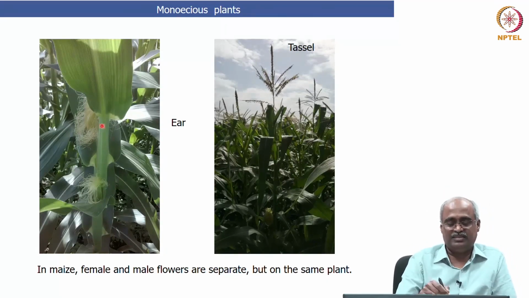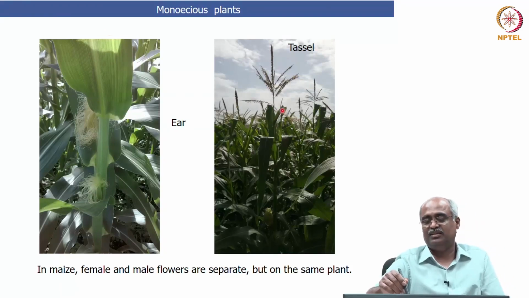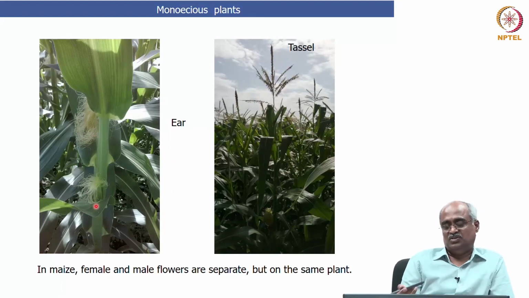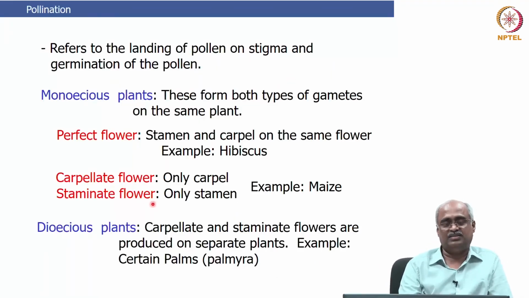So, this is the stem, this is the petiole, this is the leaf, and you see in the axil on the side you have this structure forming. This is the female structure, and on top of the stem, as you see in this picture on the right, you have the tassel. This structure is called the ear and this is called the tassel. This is the male part. So, the male flower and the female flower are on the same plant. This is the carpellate flower, this is the staminate flower, as we saw in the definition here, staminate and carpellate.